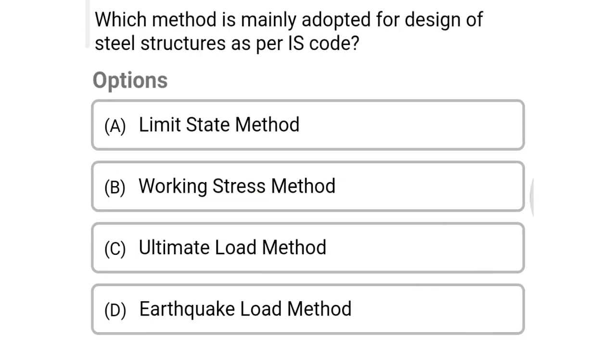So next question, which method is mainly adopted for the design of steel structure as per IS code? Option A limit state method, option B working stress method, option C ultimate load method, option D earthquake load method. So the correct answer is option A limit state method.